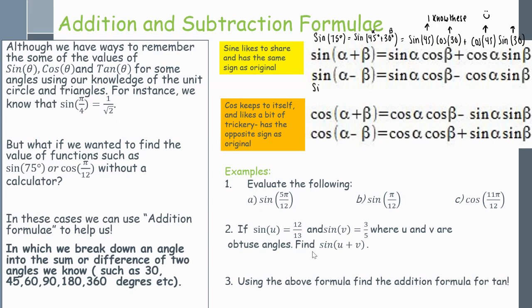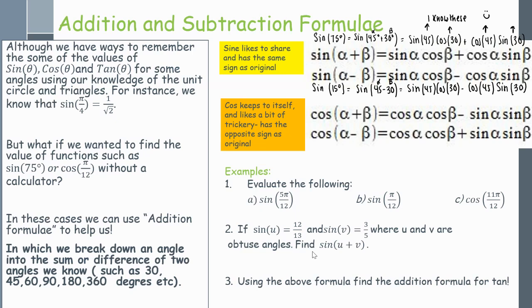I could also use it to find sine of 15 degrees, because again, I know what 45 degrees is and I know what 30 degrees is. So this time I'd use the formula for sine 45 minus 30, where 45 is my alpha, and 30 is my beta. I'd have sine 45 cos 30 minus cos 45 sine 30.